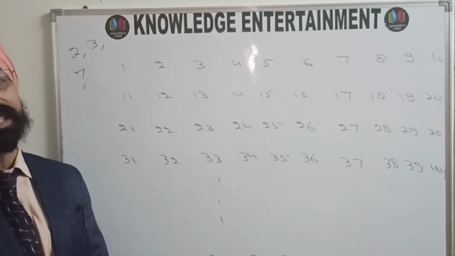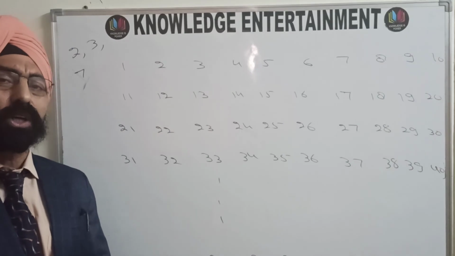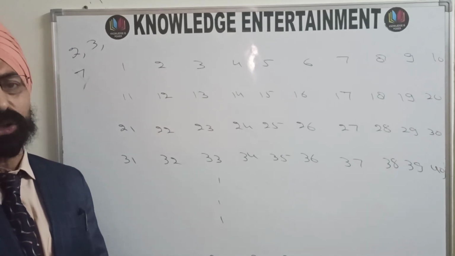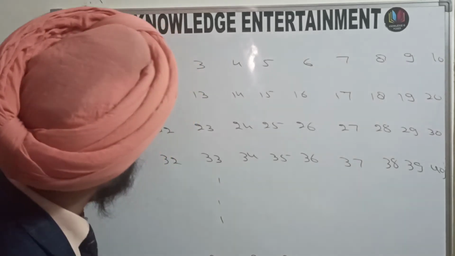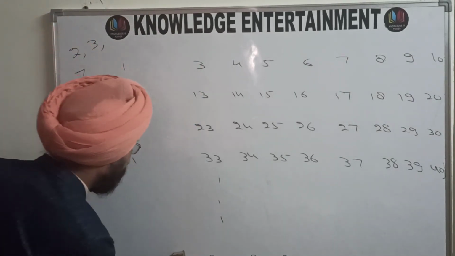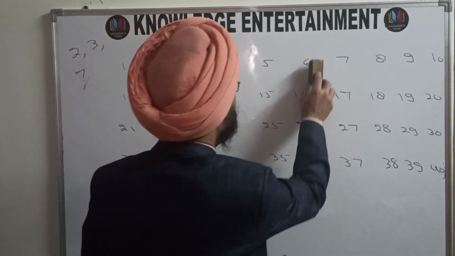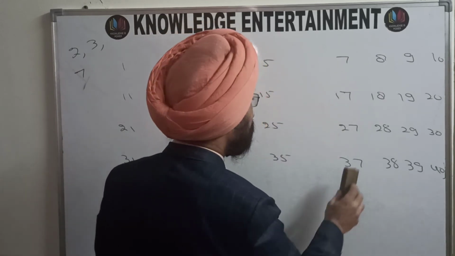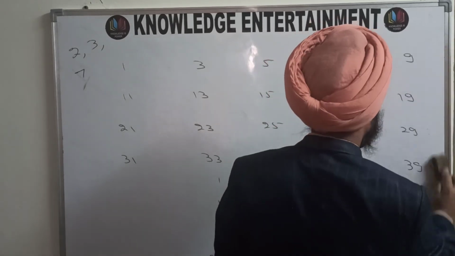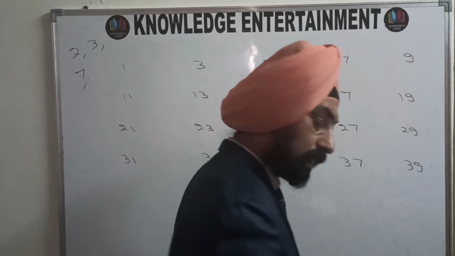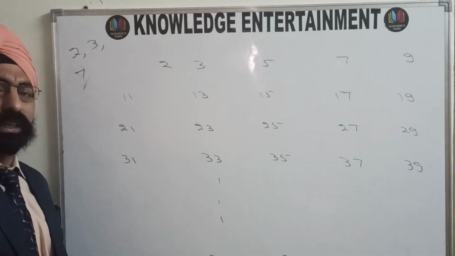remove the multiples of these, and that is also very easy. If you want to remove the multiples of 2, what do you have to do? Just delete those numbers having an even digit in the units place. This line will be deleted, this line will be deleted, and so on. But 2 will not be deleted, and 1 is neither prime nor composite, so 1 can also be deleted.